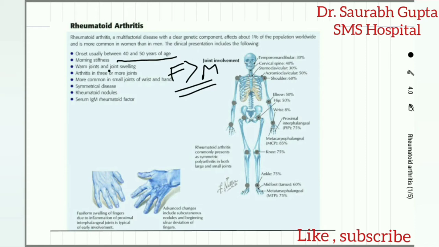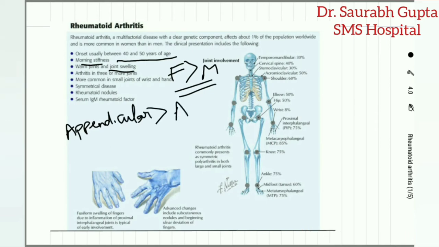It presents with joint swelling, morning stiffness, pain in the joints, and limitation in the range of motion. And please note here that the appendicular skeleton is most commonly involved as compared to the axial skeleton. Appendicular is more than the axial.